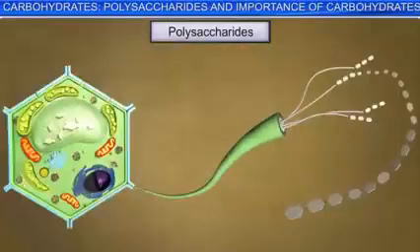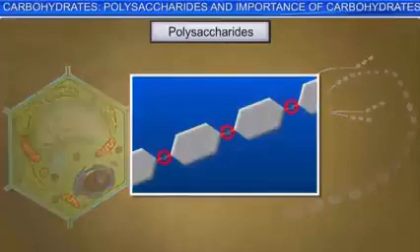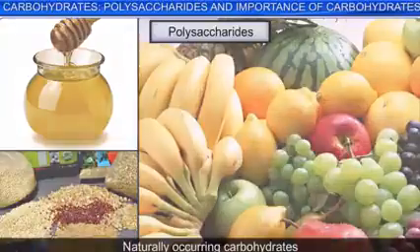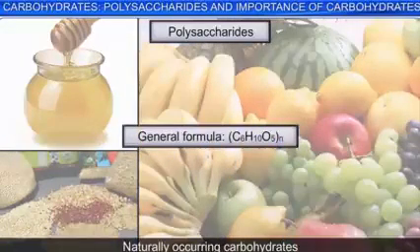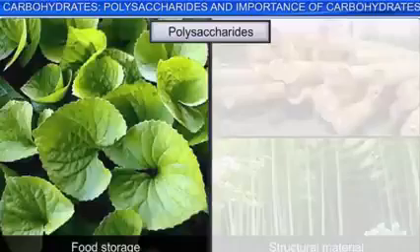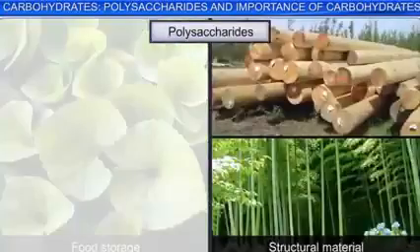Polysaccharides contain many monosaccharide units joined together by glycosidic linkages. Polysaccharides are the most common naturally occurring carbohydrates. A polysaccharide has the general formula C6H10O5 taken n times. They play important roles in food storage and as structural material.